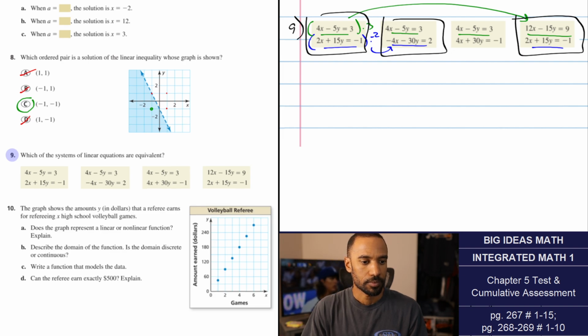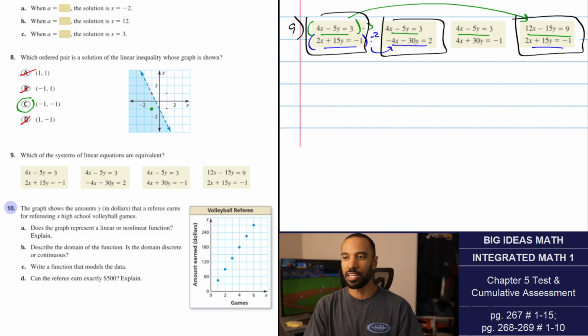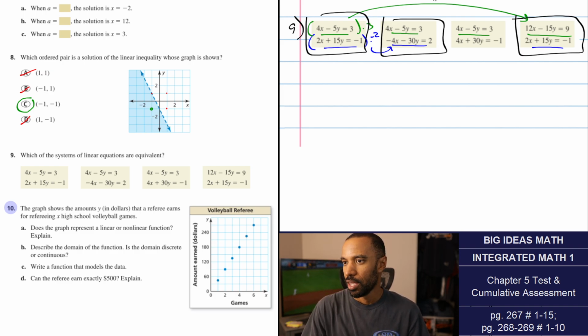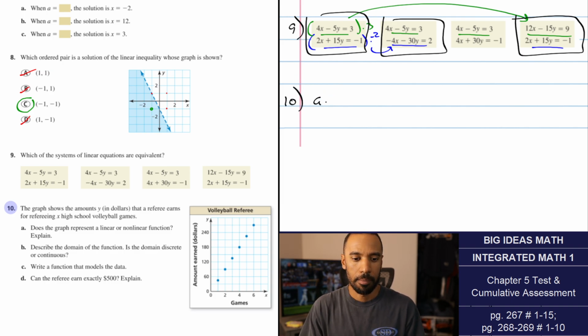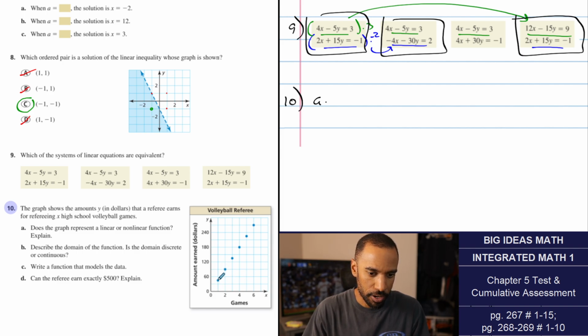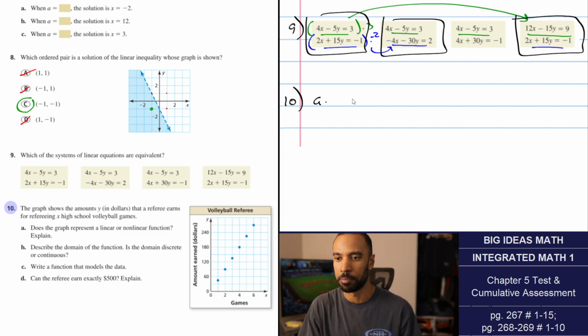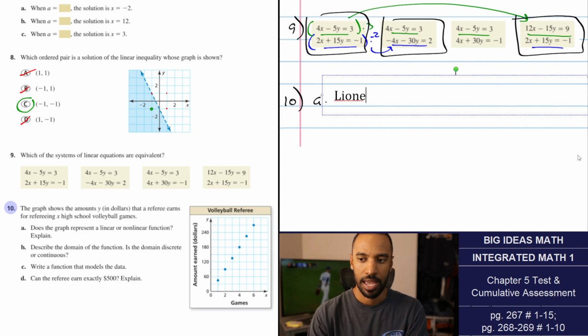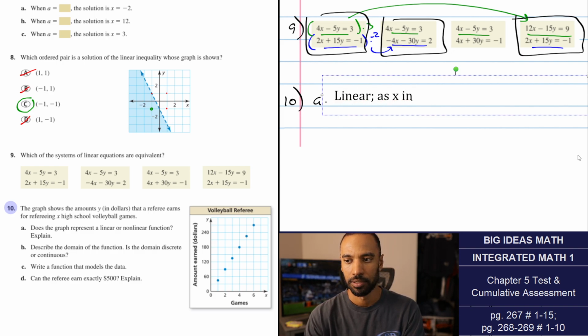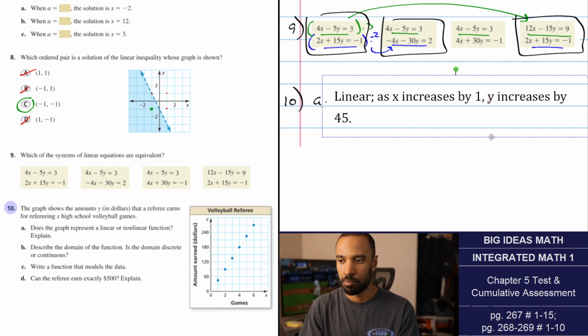Last one, number 10. The graph shows the amounts Y in dollars that a referee earns for refereeing X high school volleyball games. Does the graph represent a linear or nonlinear function? Explain. They appear to be linear. If I were to go by actual scales, these are going by 30s and halfway between it's like 45. So 45, 90, 135, 180. I think these are going by 45. So I can state linear there. Not just that I can draw a line through it. As X increases by 1, Y increases by 45. Constant rates of change, therefore, make it linear.